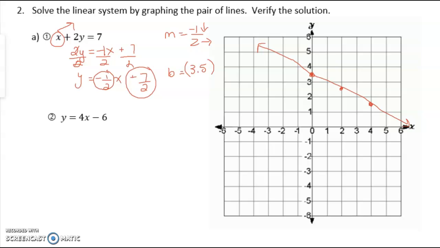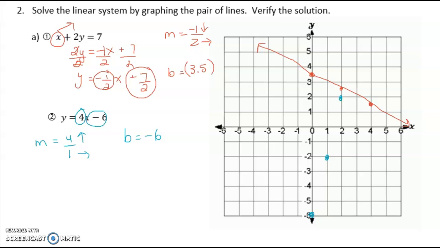So it's already in y equals mx plus b form. So my slope is 4 over 1. Okay? So it means we're going up 4 and then over 1 positive. And then my y-intercept happens at negative 6. So y happens at negative 6. Put a dot. Okay? So now we're going to go up 4. 1, 2, 3, 4 over 1. Up 4. 1, 2, 3, 4 over 1.